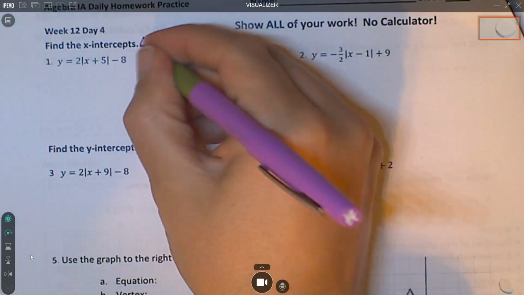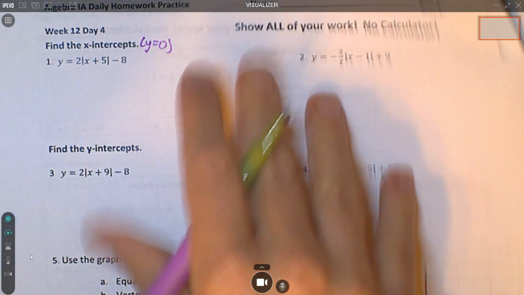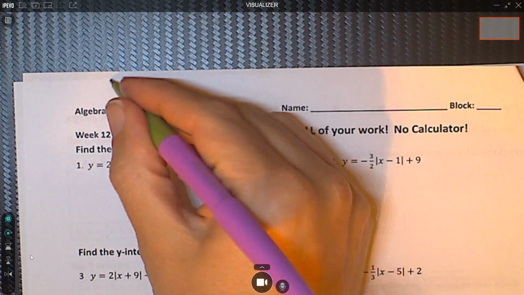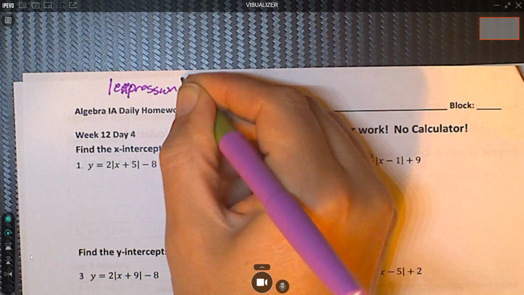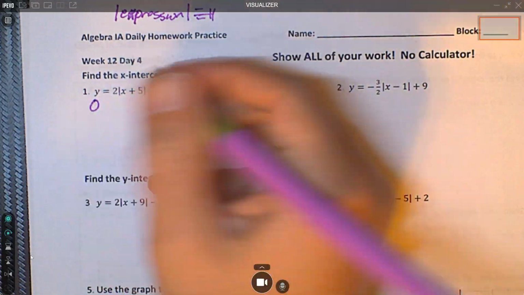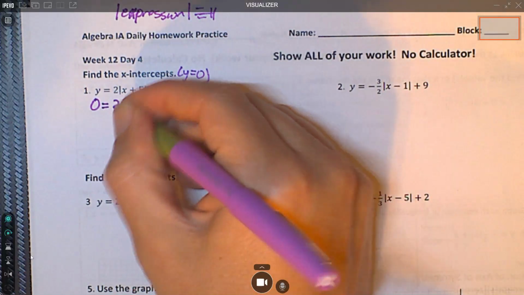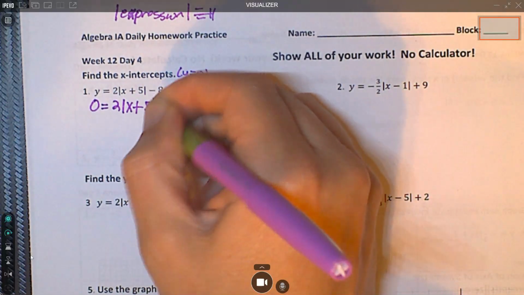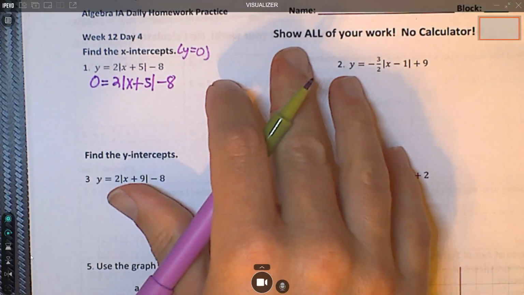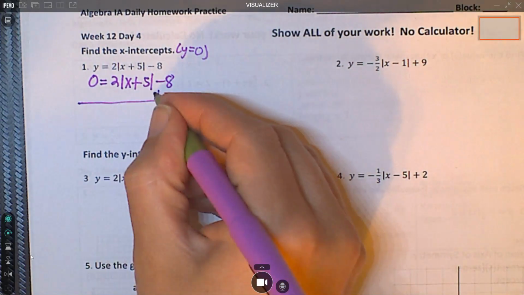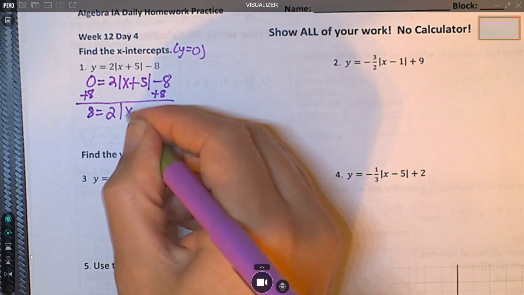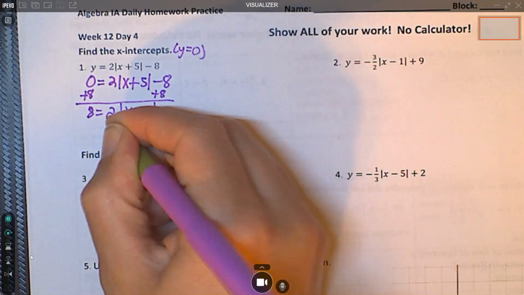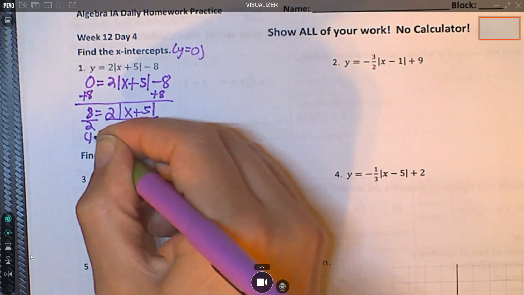For the x-intercept, y is 0. You need to get it to expression equals a number. So we're going to switch y to 0. Okay, we have to get everything away from the absolute value first. 2 times the absolute value of x plus 5, divided by 2.